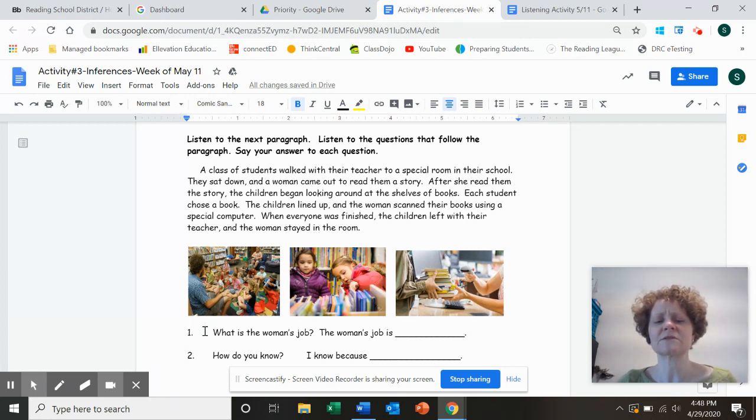So here is question number 1. What is the woman's job? I want you to think about that. Think about what you just read in the paragraph and look at these pictures. What is the woman's job? All right, when you're ready, I want you to use this sentence starter to answer the question. The woman's job is, and then finish the sentence for me.